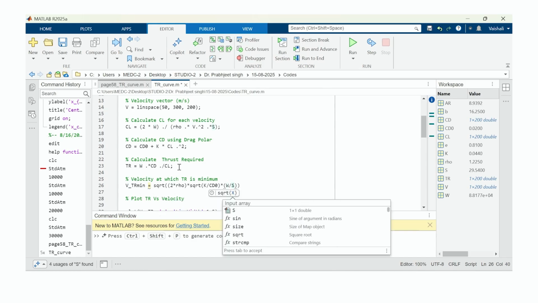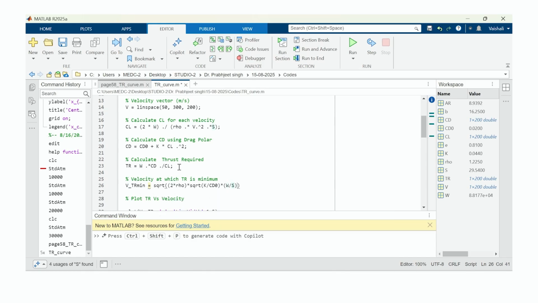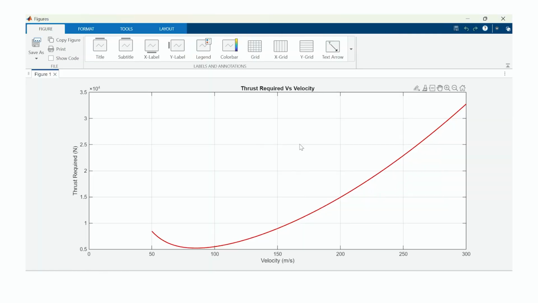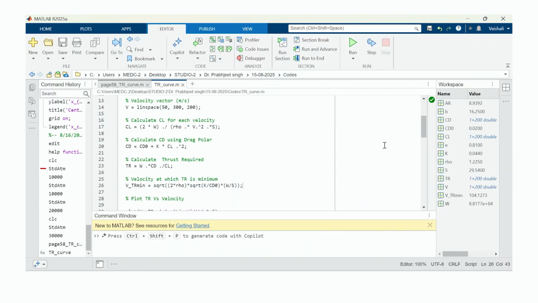So this is the same expression I am writing over here, the one that I have just shown you. So this is square root of 2 into rho into square root of K by CD naught into W by S. All right, now let us see what is the velocity at which thrust required is minimum. I am running this code. It is showing us the plot. Let me go to the workspace.